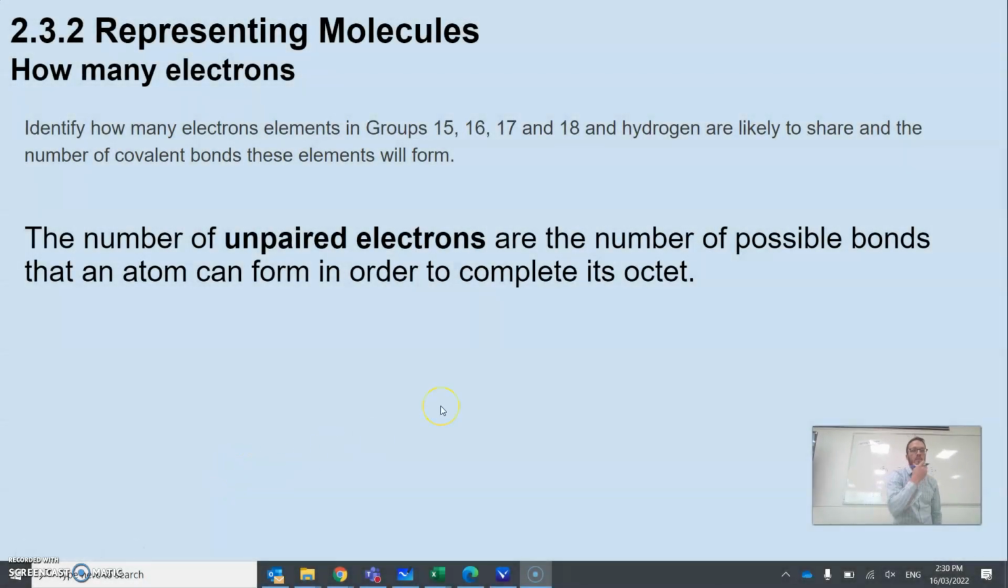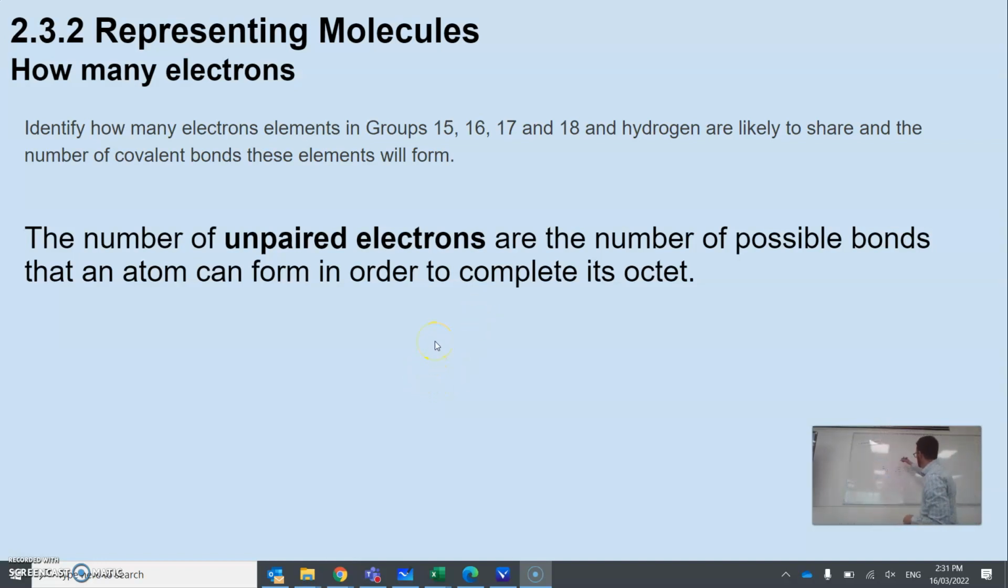Switch back to here. So the number of unpaired electrons are the number of bonds that it wants or is available to form. Because it wants 4 to complete its octet. This wants 3 more to complete its octet and so on. Notice the inner or the full shells are not involved in the bonding process. It's only ever the valence shell in which bonding occurs.